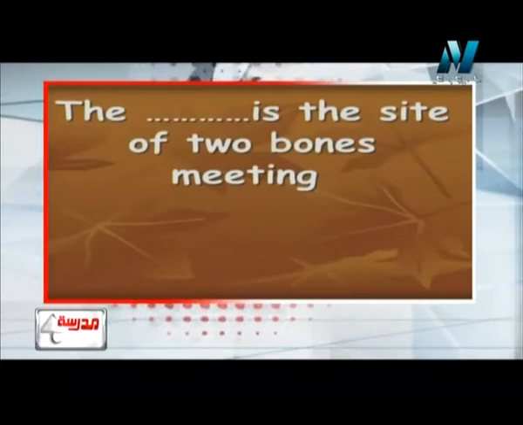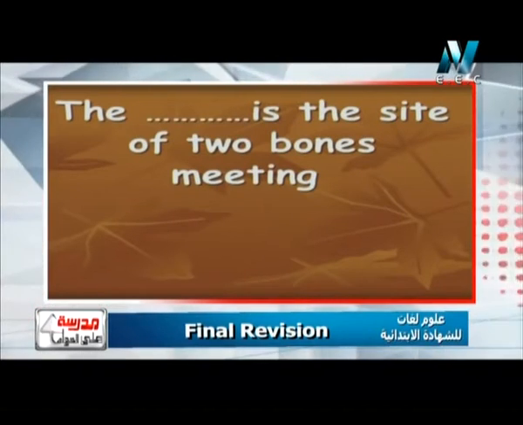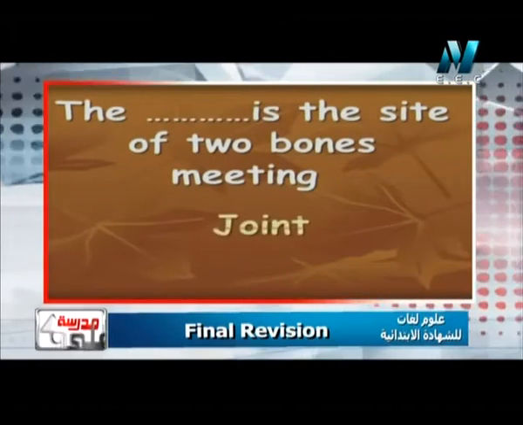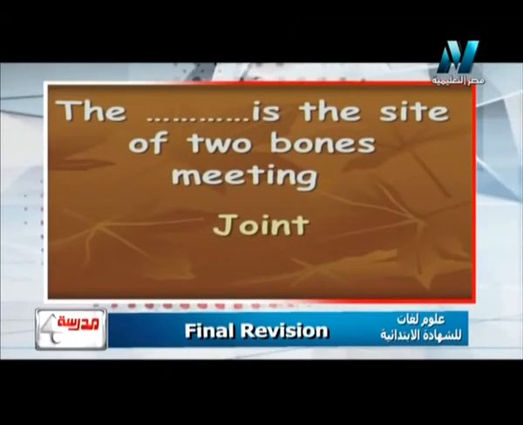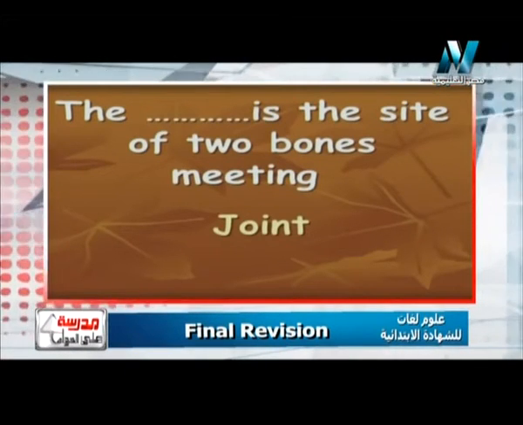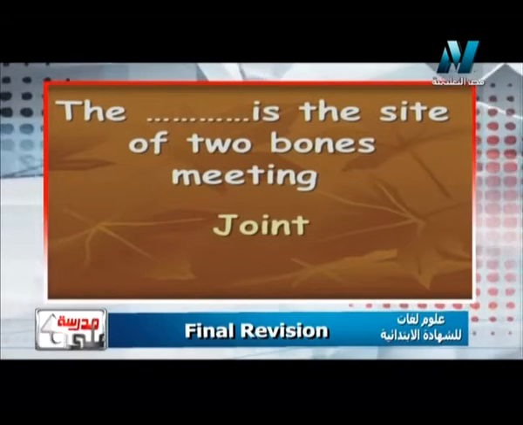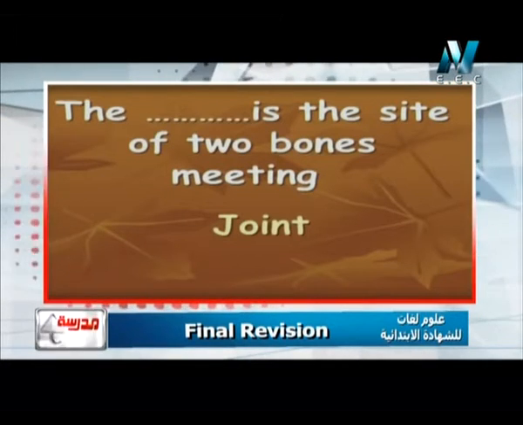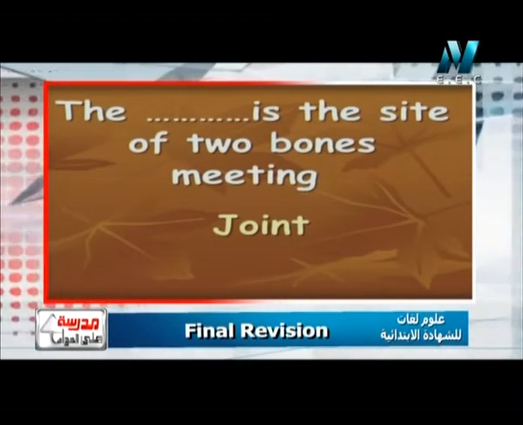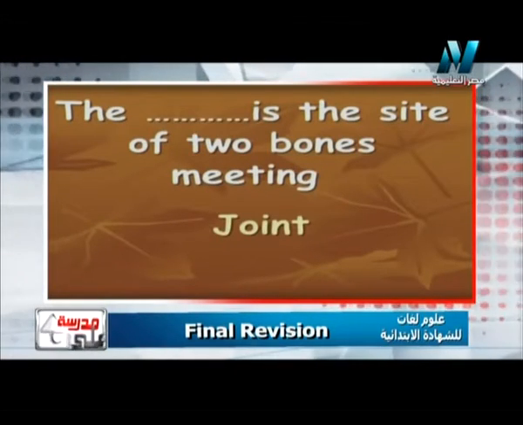Another question. The point is the site of 2 points meeting. I think this answer will be joint. Joint is the site of 2 points meeting. And also we have studied the three types of joints, which are immovable joints such as the skull, limited movable joints such as the elbow and knee, and at last the freely movable joints such as the thigh or the wrist.